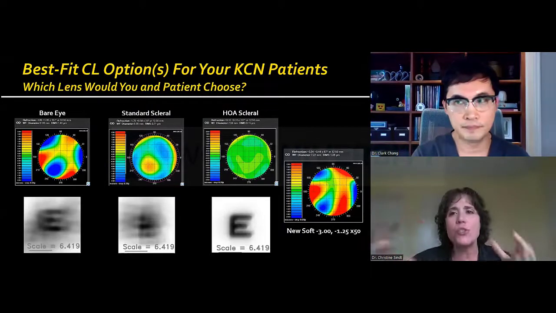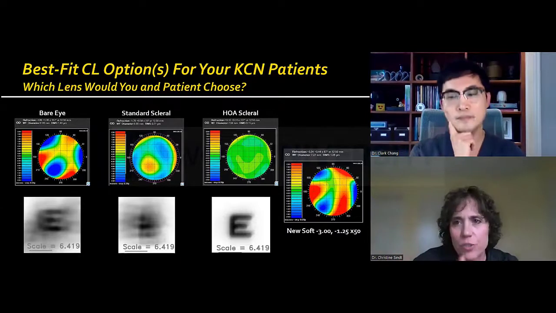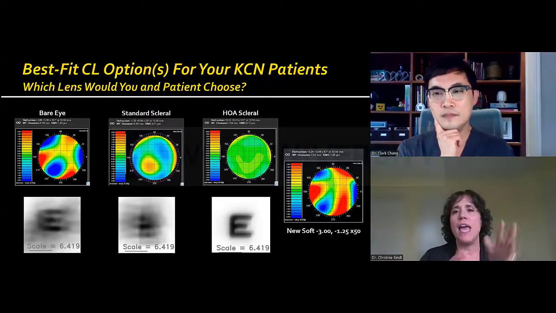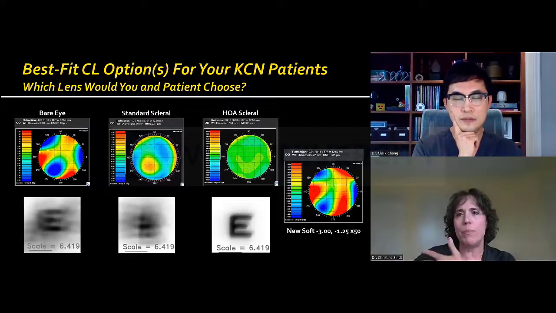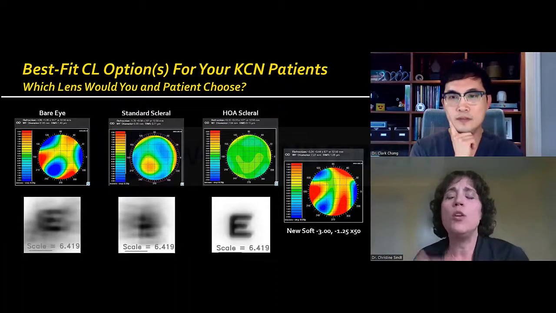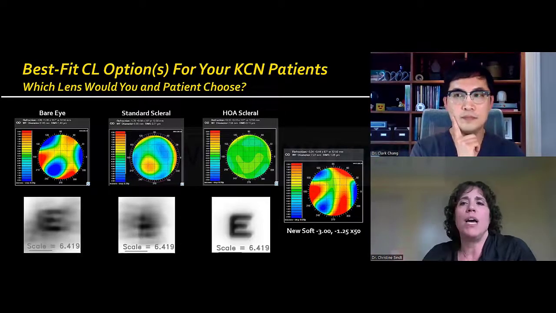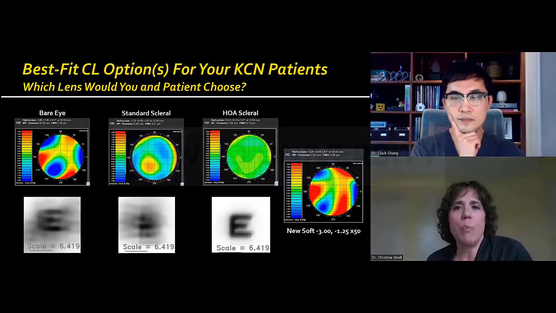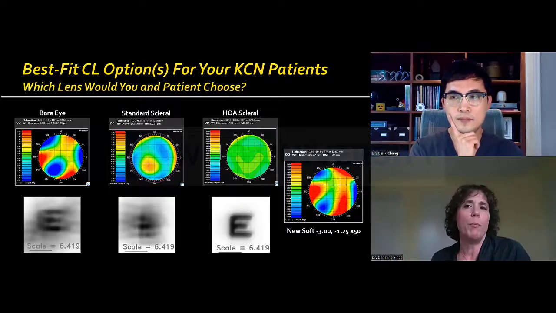How many extra visits it's going to take, how many extra lenses it's going to take, and how comfortable you are billing your patient for not only your time, but how much time and effort is it going to take on your patient's part as well. They have to be well prepared for that.